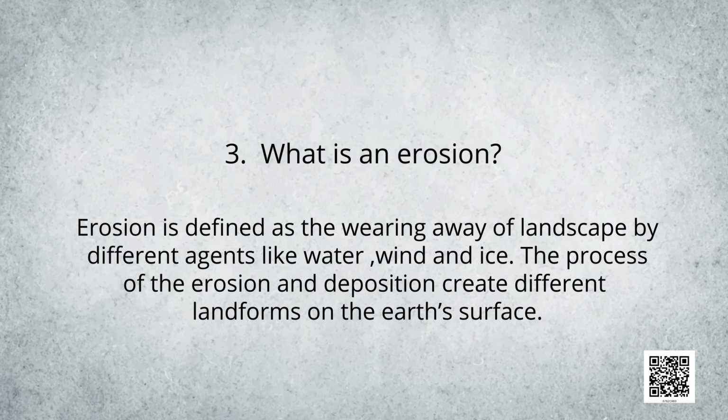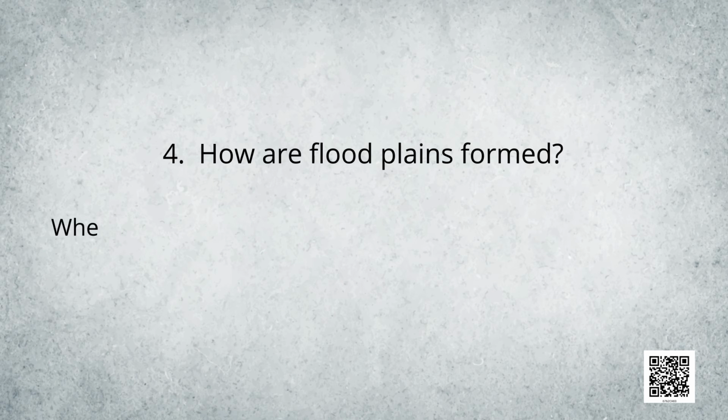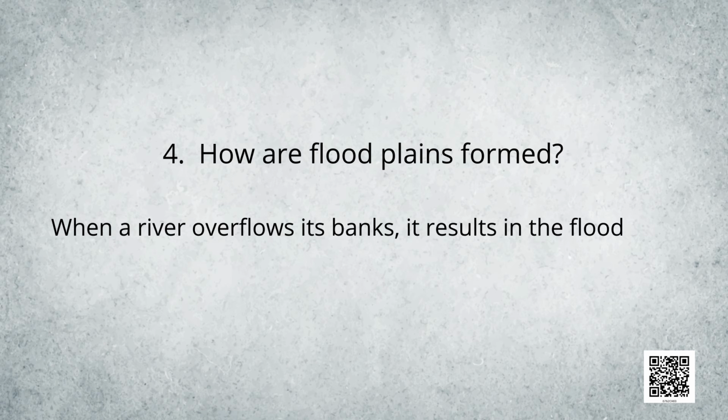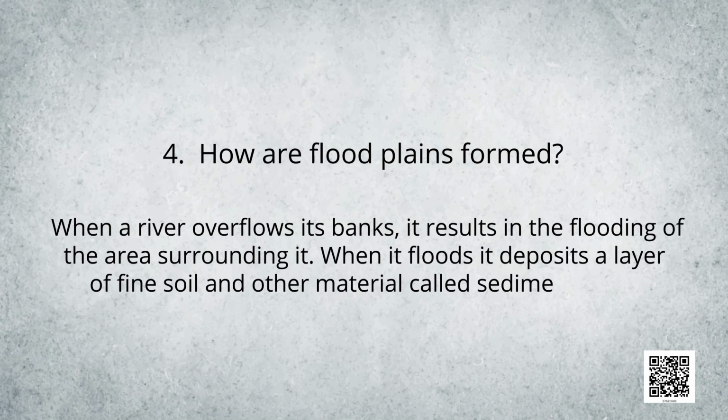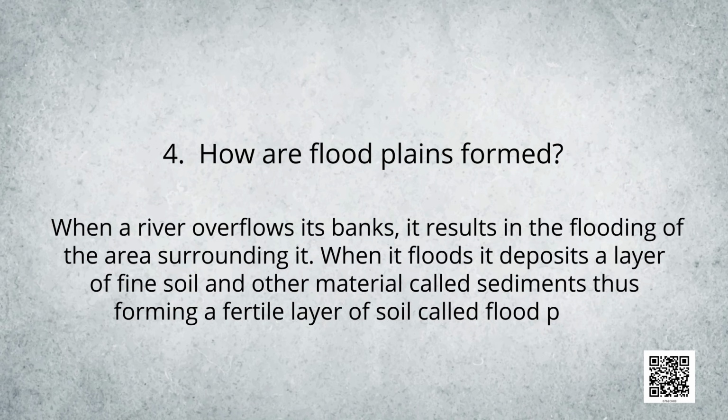So my dear children, your next question flashes on the screen now. How are flood plains formed? Correct. When a river overflows its banks, it results in the flooding of the area surrounding it. When it floods, it deposits a layer of fine soil and other material called sediments, thus forming a fertile layer of soil called floodplains. Okay, look at the next question.